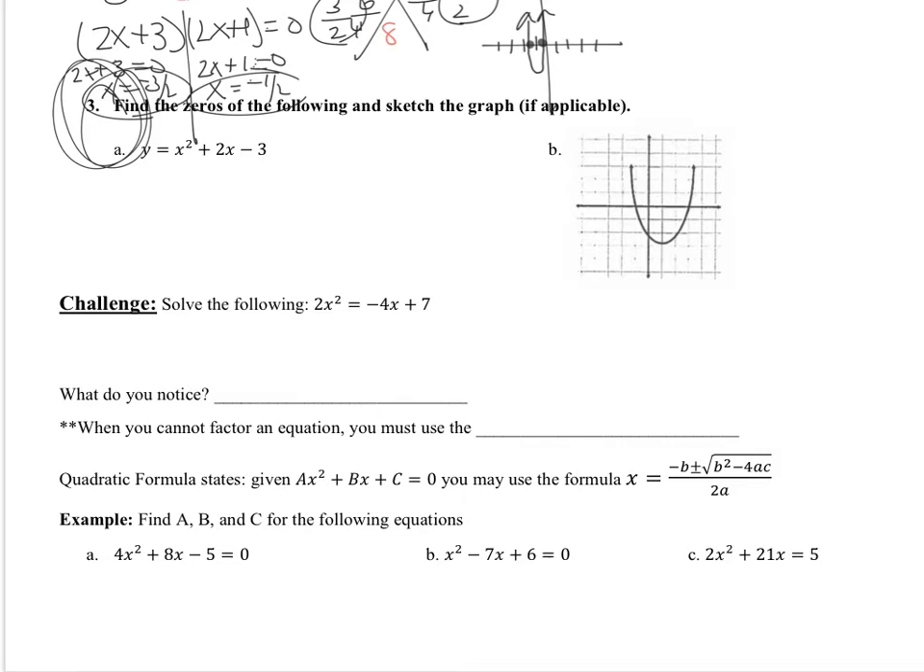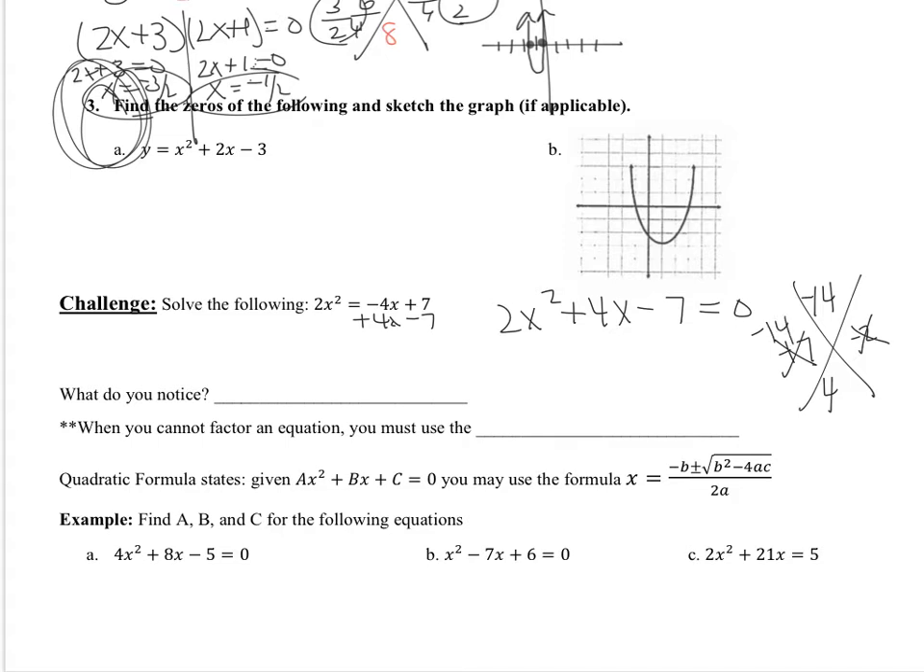So on this challenge problem, I got to first make sure I factor it because x is squared. So I got to make this equal 0. So I'm going to add 4x. And I'm going to subtract 7. So now I'm going to factor by doing the slide and divide method, negative 14 and 4. Negative 7 and 2, that doesn't work. 7 and negative 2, that doesn't work. How about negative 14 and 1? Nope. 1 and 14, nope.